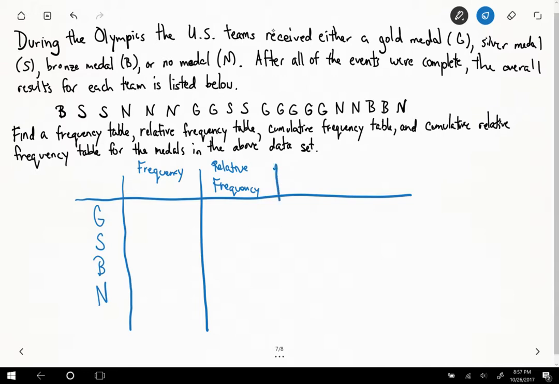then relative frequency, then cumulative frequency, and then finally cumulative relative frequency.